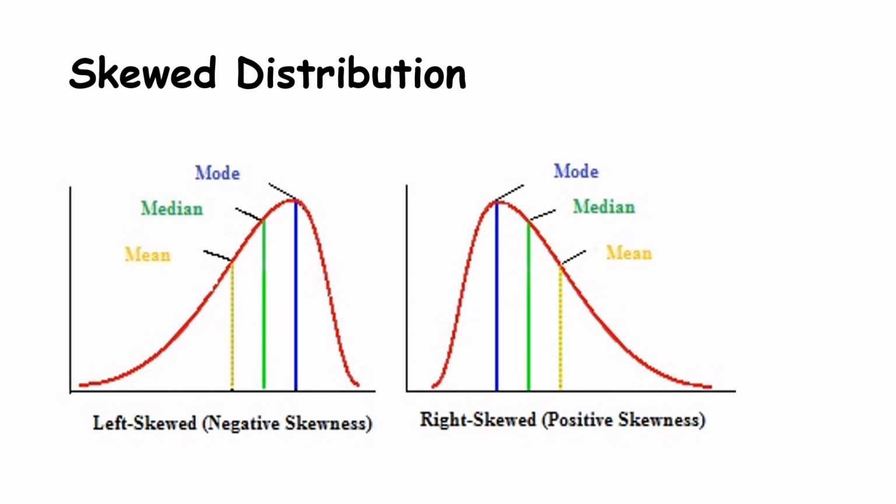The mode is always the tallest point and that will never change. Then comes the median and then the mean, and that's always along the skewed part. So we have mode, then median, then mean, and in left skew we have it going the opposite way.